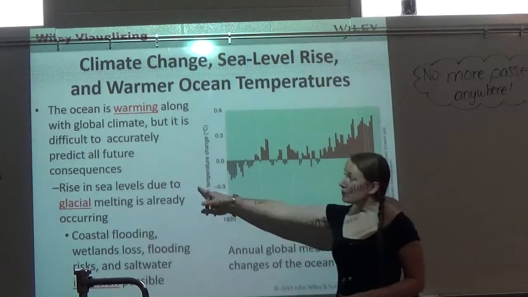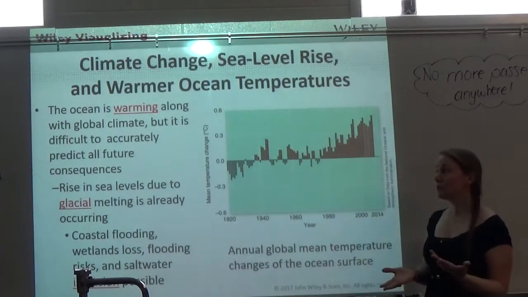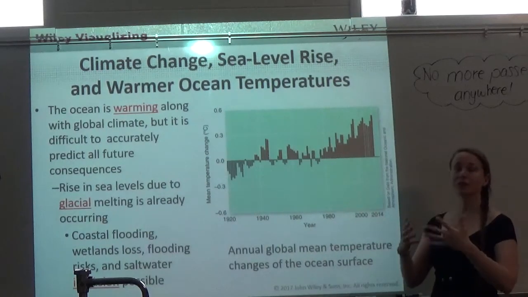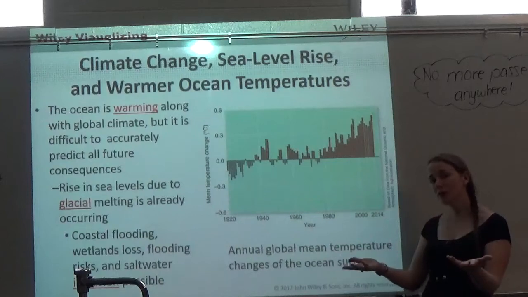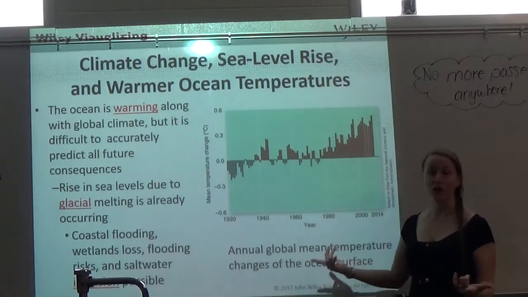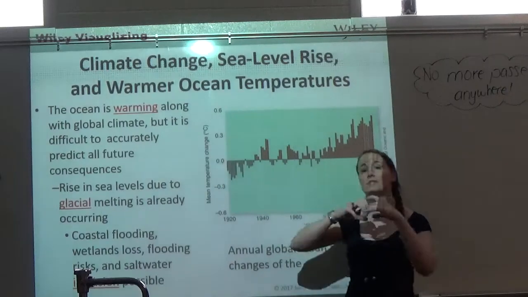So we've already talked about the rise in sea levels due to glaciers melting. As the temperature of the atmosphere increases, that ice melts, the ice has to go somewhere, it becomes water, and then it goes into the oceans, and so that's causing sea levels to rise. We also talked about how as water warms, it also expands.